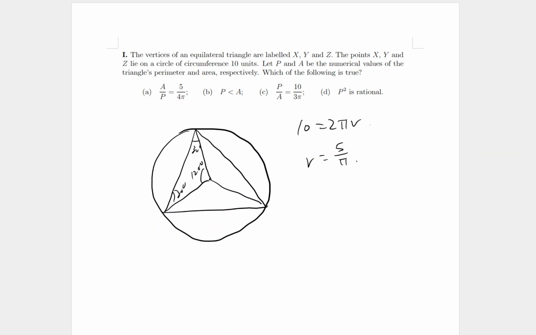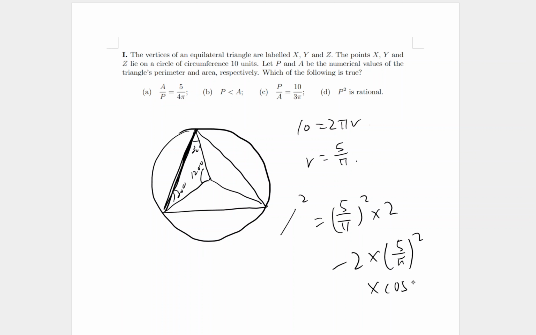So that length squared, I mean this length, one of the sides, equals 5 on pi squared times 2 minus 2 times 5 on pi squared times cosine of 120. What is cosine of 120? It's minus 1/2. So the minus 1/2 cancels out with the minus 2 there.